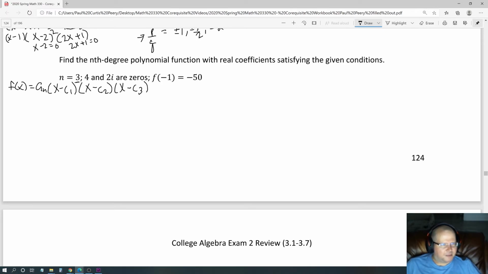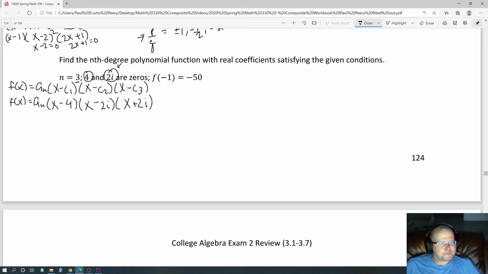Okay, now I'm going to plug in what I know. I don't know the an. I need to solve for that. x minus, and now that's where we have a 4: x minus 4, x minus, and now they have the 2i. That's going to be both a 2i and a negative 2i. So first I'm going to do a negative 2i, and then I'm going to do a positive 2i. That's because of this imaginary number part, that i part right there.